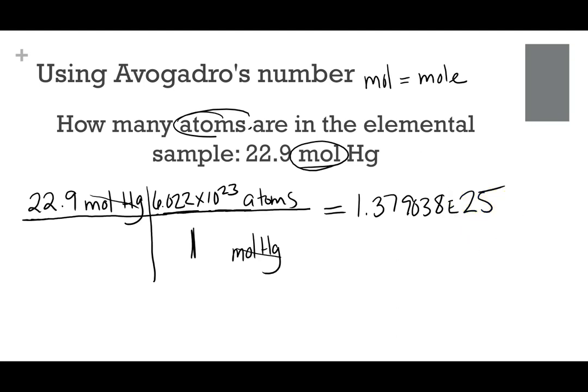The second thing I want to talk about is sig figs. So we still have to consider sig figs. And where do we go to consider sig figs? We always come to this first number that we wrote down here, the measurement that was taken. So this guy has 3 significant figures. So that means my answer can only have 3 significant figures. So the answer that I will report would be 1.38 times 10 to the 25th atoms of mercury.